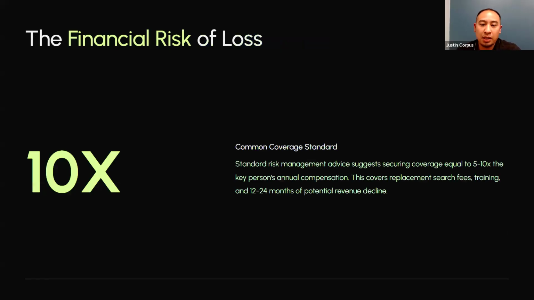So, financial risk of loss. Normally, what is suggested if we're looking into key person or key man insurance is that the death benefit will be about 5 to 10 times the yearly salary or production of that key employee. So therefore, we can cover 1 to 2 years of potential revenue decline, so that the business goes as smoothly as it was prior to losing that employee or CEO, what have you.